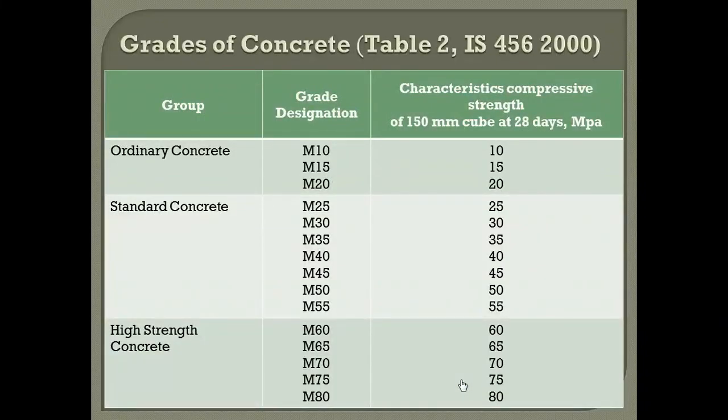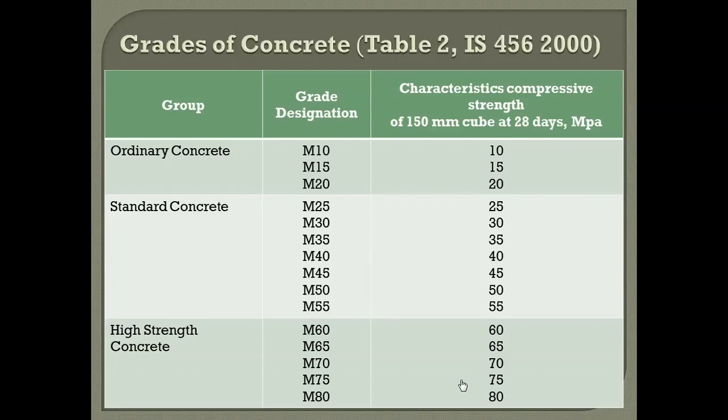So these are the grades that are specified in IS 456 2000. So M10, M15, M20 are the ordinary concrete. Standard concrete varies from M25 to M55, and high strength varies from M60 to M80. So these are the groups and the grade designations given in the IS standards.